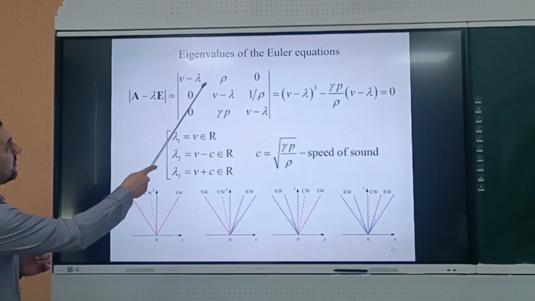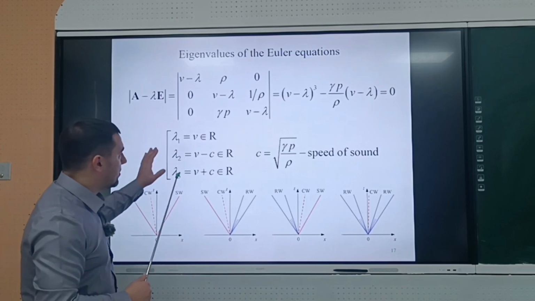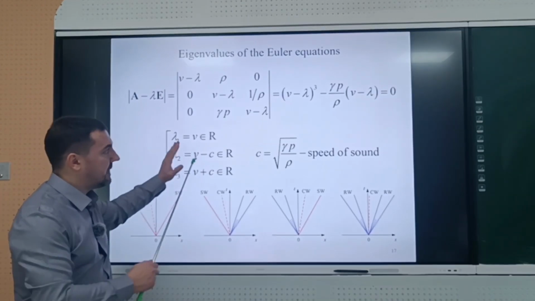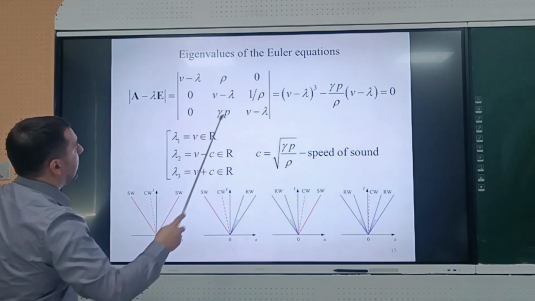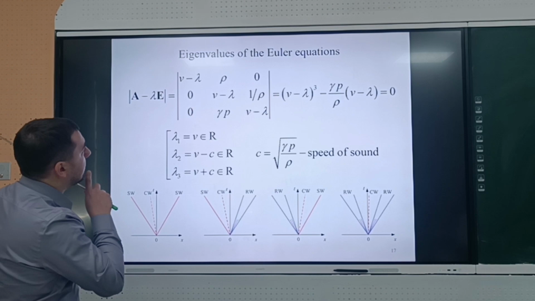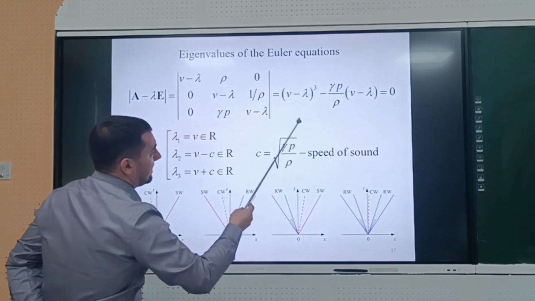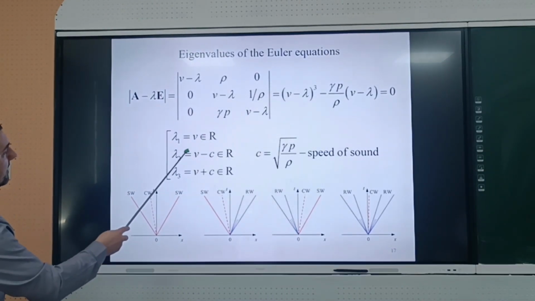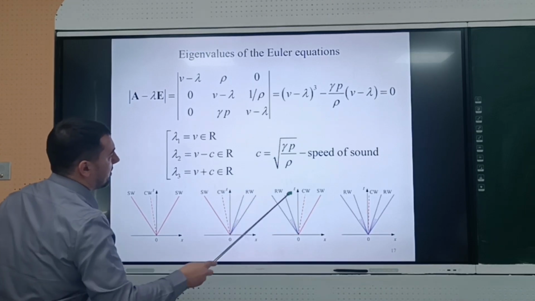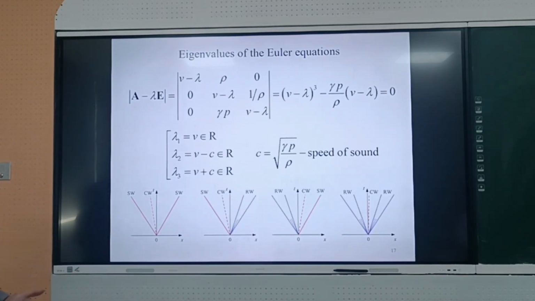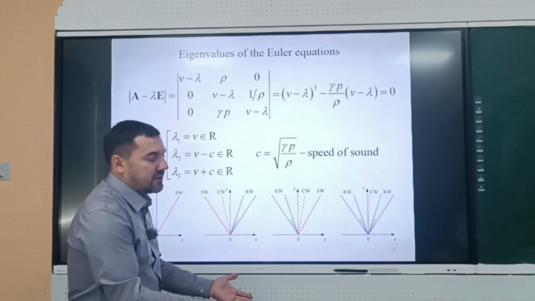First of all, let's find the eigenvalues of Euler equations. I have already explained to you that eigenvalues should be v minus c and v plus c. But here it's just obvious. So for this matrix, we compute this determinant, and it can be computed very easily. And it's obvious that eigenvalues are v minus c and v plus c, where c is square root of gamma p over rho. And once again, this speed of sound appears naturally from the analysis of Euler equations.